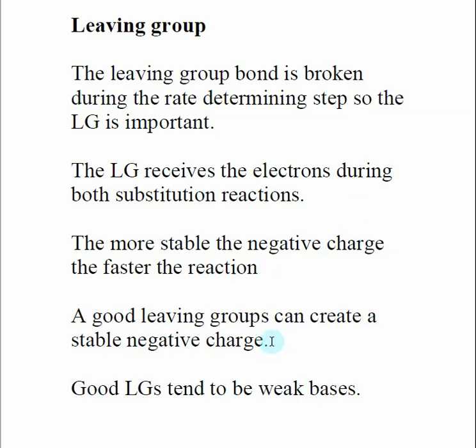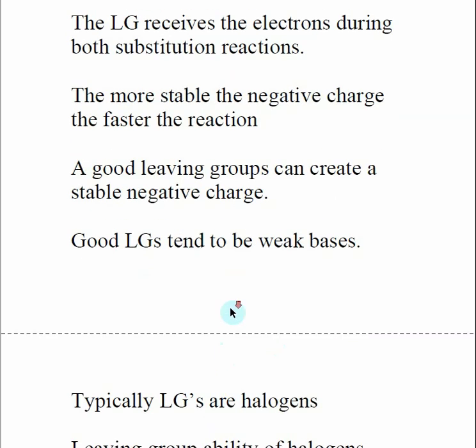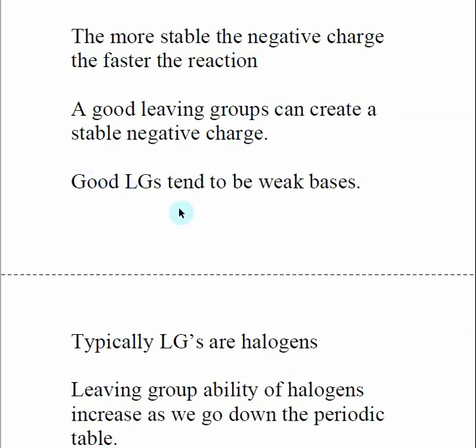So the leaving group gains the lone pair of electrons and the negative charge during the substitution reactions. And the more stable that negative charge is, the better it's able to be a leaving group. So good leaving groups tend to be weak bases. This is something that they talk about quite a bit in books, and I don't really like to talk about it, but the one thing I want to point out is that we spent quite a bit of time talking about acidity. And with acidity, one of the things we wanted to look at is how stable the negative charge is in the conjugate base.